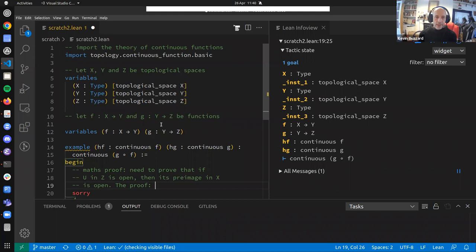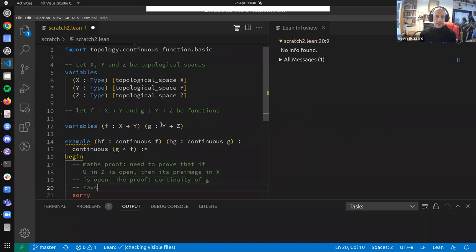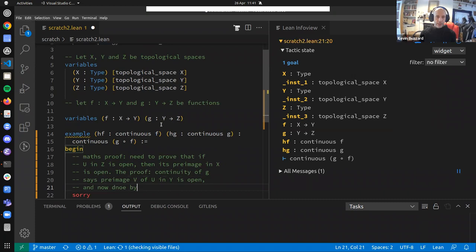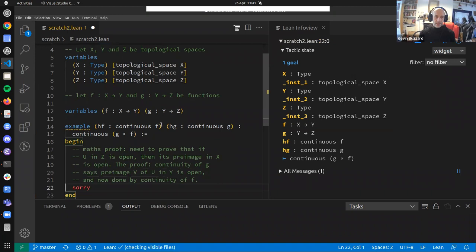Going on. So what's the proof of this? Of course, the pre-image, continuity of G. Continuity of G says that the pre-image, let's call it V, of U in Y is open. And now continuity of F, and now done by continuity of F. So there's a sketch of the mathematics proof we'd write on the board if we were lecturing this to undergraduates.